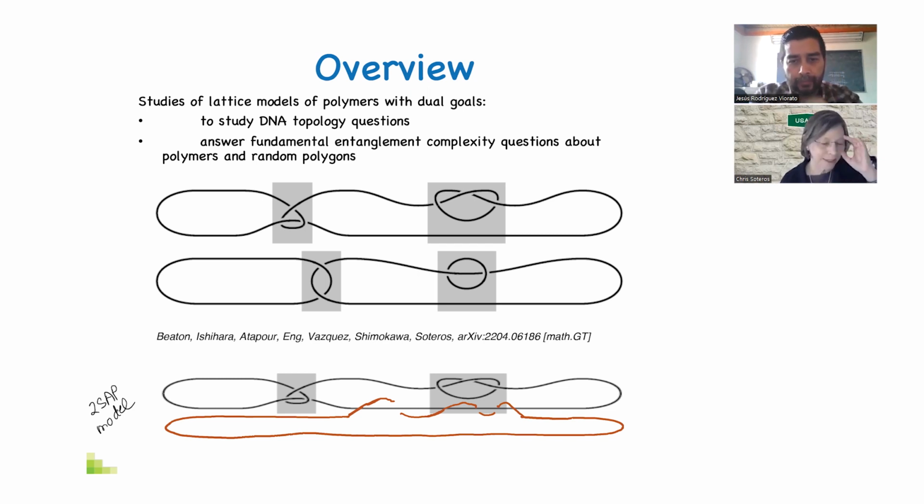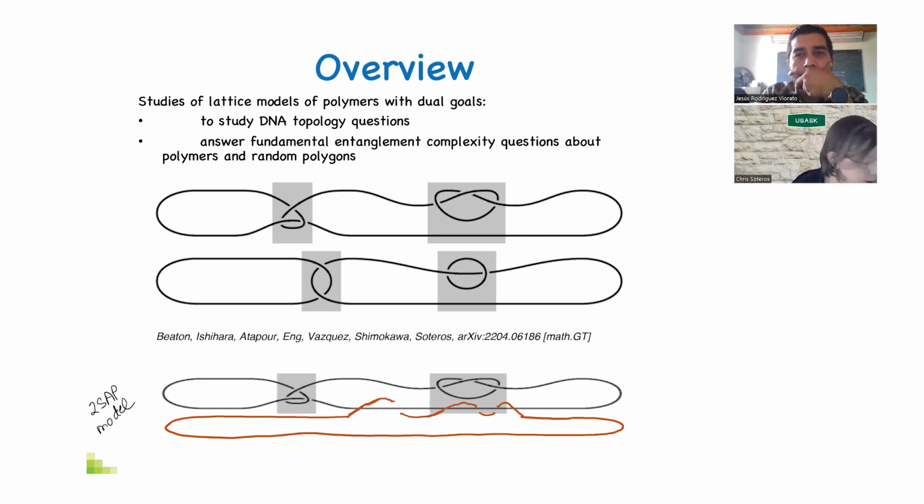Okay, so I've been studying lattice models of polymers since I was a postdoc with Stu Whittington back in the late 1980s. And usually there have been dual motivations for studying these models. Partly to answer questions that arise from experiments, but also to look at mathematical questions about the models. And I got introduced to DNA topology back in the early 90s from DeWitt, who was working with Stu. And so my talk today is motivated by some DNA topology questions from DNA experiments, but also answering fundamental entanglement complexity questions about polymers and random polygons.